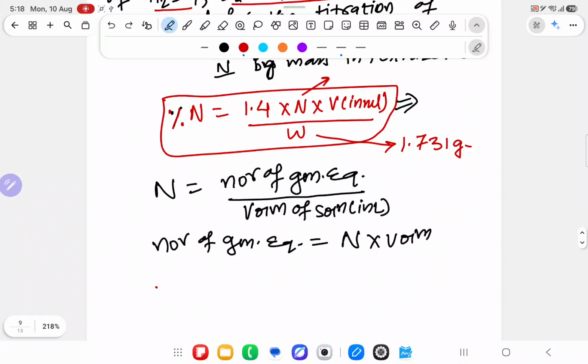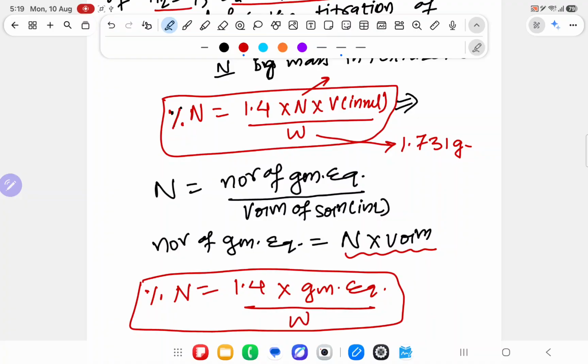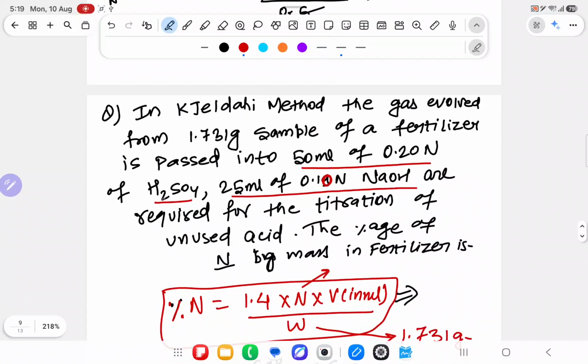Over here you can write: percentage of nitrogen formula is 1.4 into normality into volume, which is the gram equivalent, divided by weight of organic compound. No problem. Why have you done it over here? Problem is that over here H2SO4 is there, NaOH is there. Some of the compound is getting neutralized.